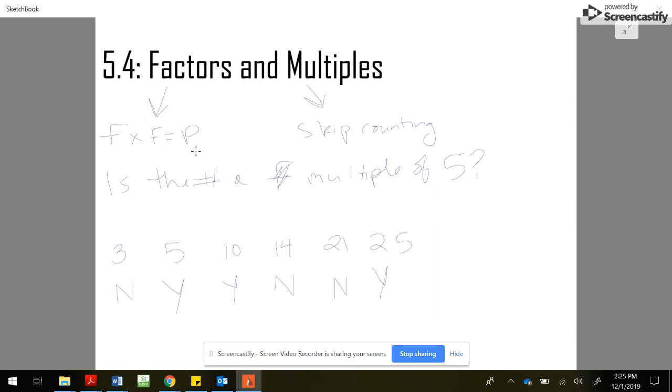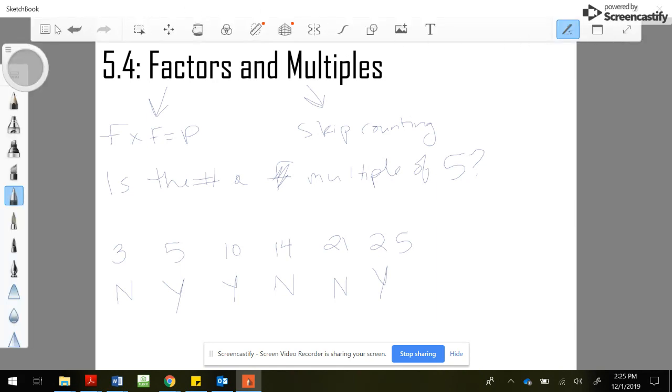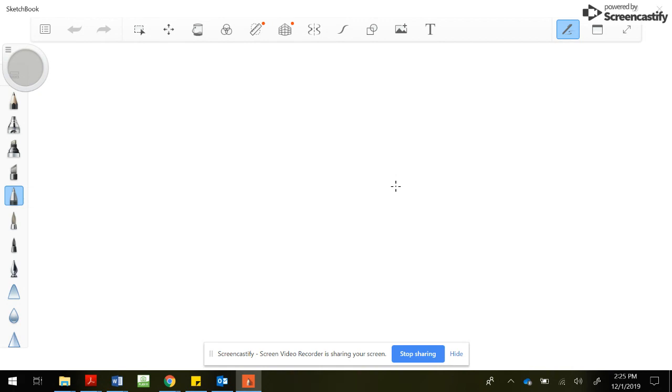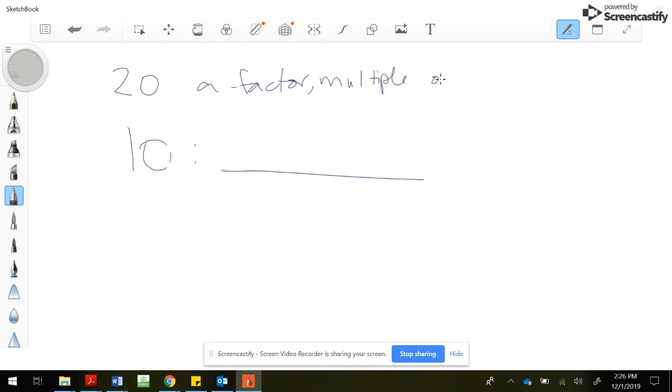Another example of something that we might see is where it will give us a number and it will say to tell whether another number is a factor, a multiple, or neither. So for example, let's look at the number 10. We might have something where it says, okay, is 20 a factor, multiple, or neither?